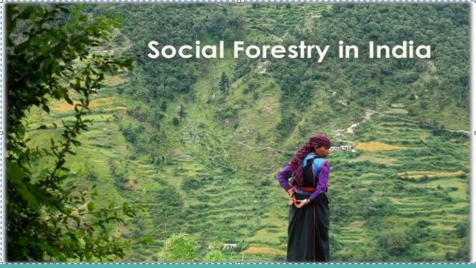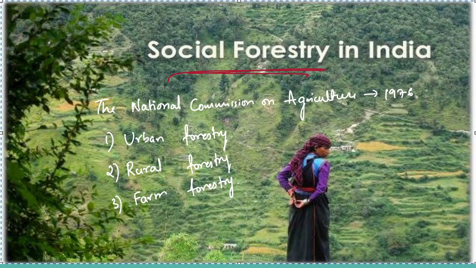Social forestry. Social forestry means management and protection of forest and afforestation on the barren lands with the purpose of helping the environmental, social and rural development. The National Commission on Agriculture classified social forestry into 3 categories. These are urban forestry, rural forestry and farm forestry.